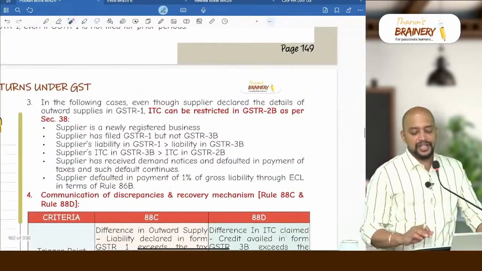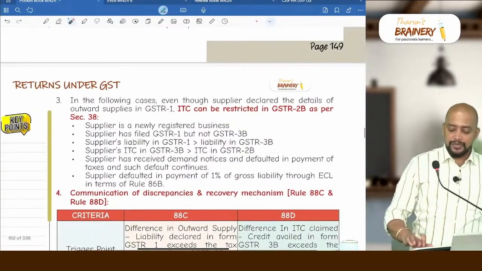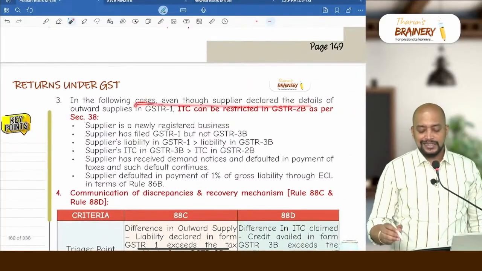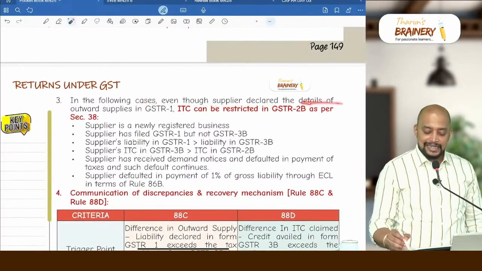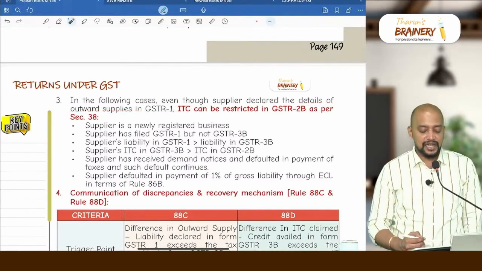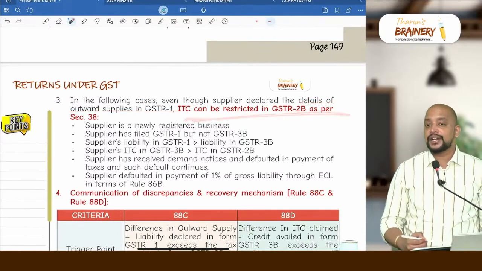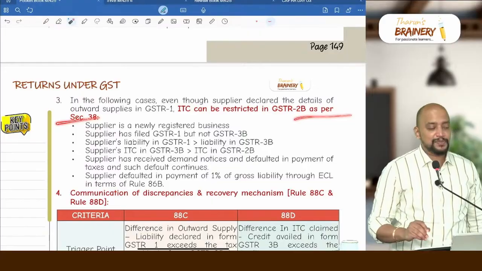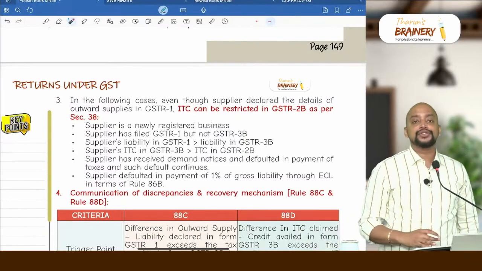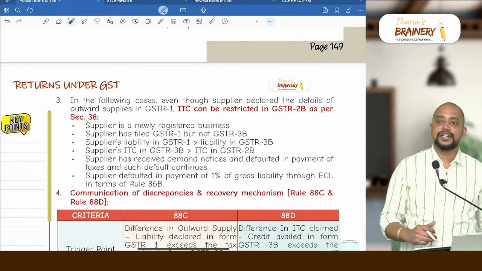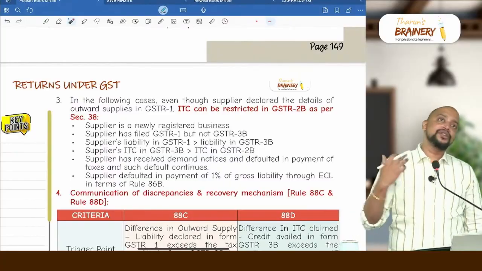Page number 150. So you give the page number reference here. In the following cases, even though the supplier declares the details of outward supplies in GSTR 1, ITC can be restricted in GSTR 2B as per section 38. What are those cases? First, the supplier is a newly registered person.